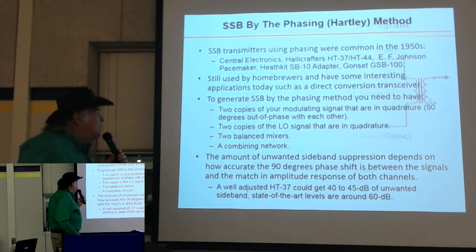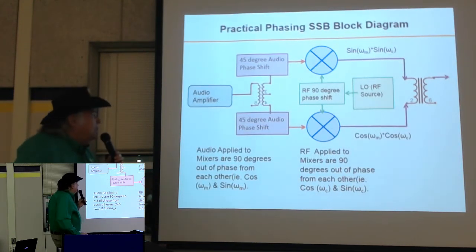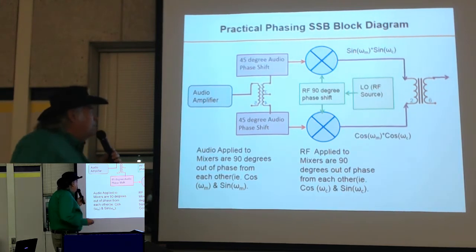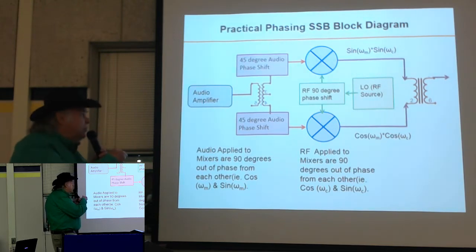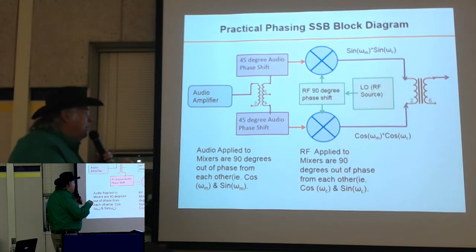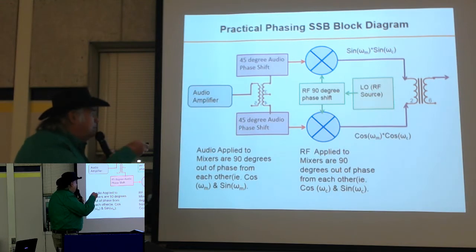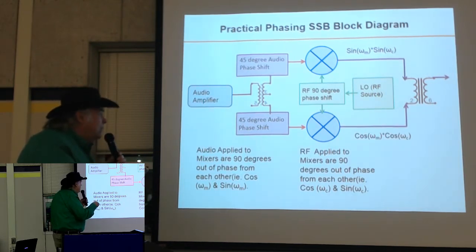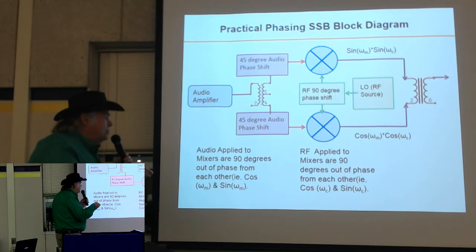So what's phasing? In the phasing method, I have my audio amplifier, I have my audio processing, maybe a compressor or whatever, and I drive it, splitting it in a practical way between two 45-degree phase shift networks. So the outputs from here and here are 90 degrees out of phase with one another. Or you can think of this as the cosine of our modulating signal, and this is the sine of our signal, because the cosine and sine are basically 90 degrees out of phase. I apply that to the pair of mixers.